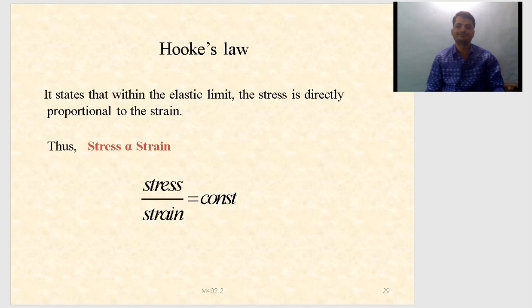In this topic, I'm going to explain different types of Hooke's law, what the mechanical properties are, the elongation formulas, and the modulus of rigidity. Hooke's law states that within the elastic limit, the stress is directly proportional to strain. That means, see, I have the stress and strain diagram.